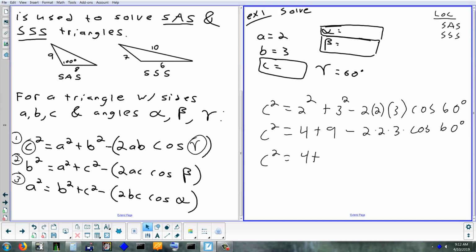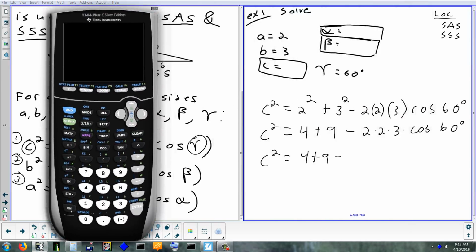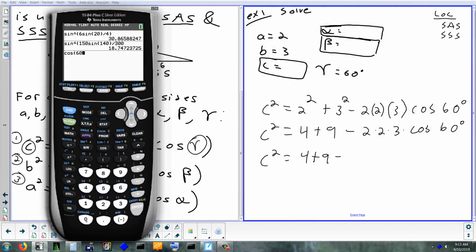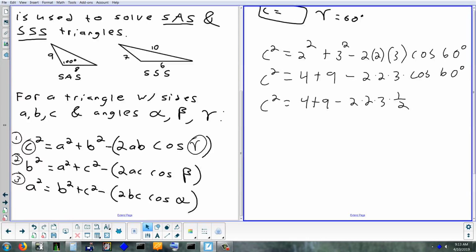So we have 2 times 2 times 3 times cosine 60. Well, first, I don't know what cosine 60 is. Well, I do, but let's just figure it out in case we don't know what it is. Okay, cosine 60, type it in, and you get 1/2. All right, so now I'm just going to write that out: 2 times 2 times 3 times 1/2. Okay, I'm really writing out a lot of extra steps here.